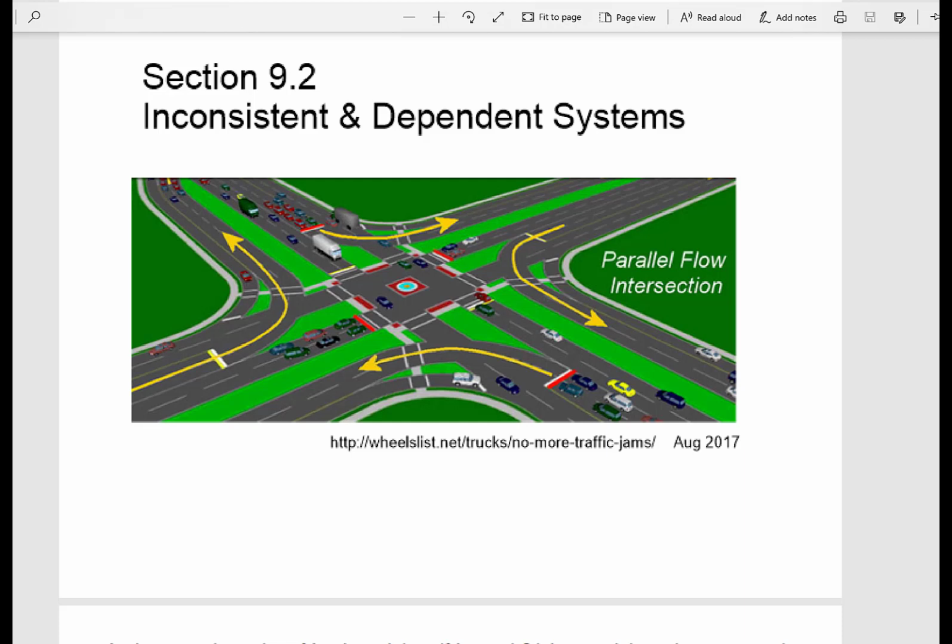This is section 9.2, inconsistent and dependent systems. So we're still talking about matrices here. We're just going to look at some situations that differ from the ones that we looked at in 9.1.